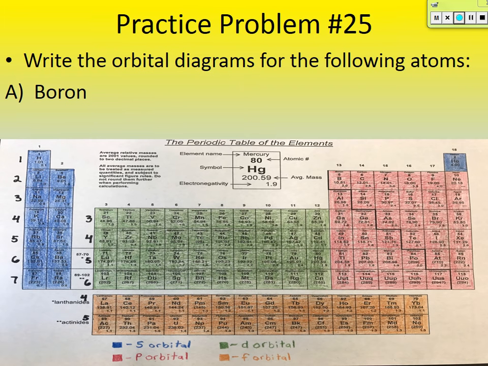Let's go to practice problem number 25 now. Part A for boron. Guys, boron is right here. So let's write the electron configuration for boron. Help me out. Let's go fast. What is it, guys? 1s2, 2s2, and then we come across, what is it next? 2p1.